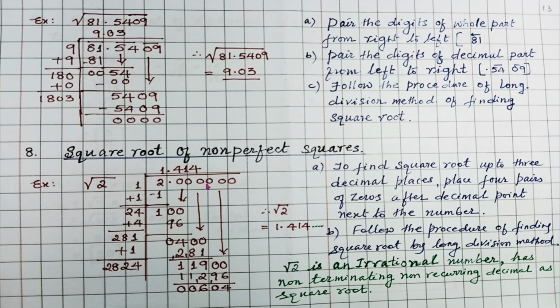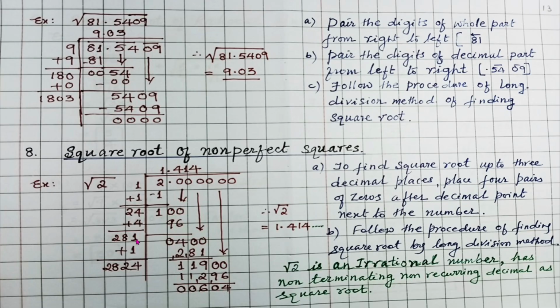Again bring the second pair of zeros down. Add 4 here, we get 28. I have chosen the digit 1 so that 281 into 1 becomes 281, which is definitely less than 400. Subtract it, we get 10 minus 1 is 9, 10 minus 9 is 1, 4 minus 3 is 1, and bring the third pair of zeros down.